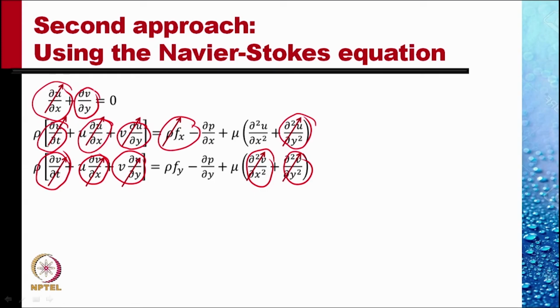That means v is not a function of y. V at the lower plate is 0, v at the upper plate is 0, and v is not a function of y, so that means v must be 0 everywhere. So after dropping all these terms, we recover the same equations as we had in the last slide. d square u by dy square is equal to P prime by mu. Same equations as in the last slide.